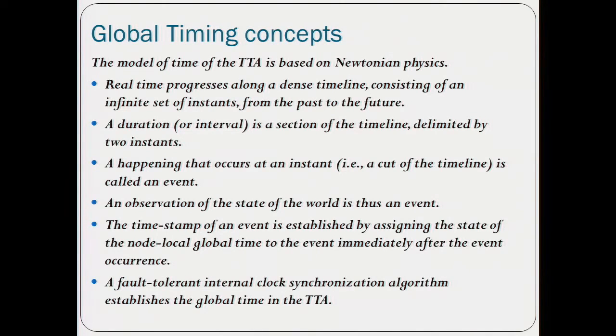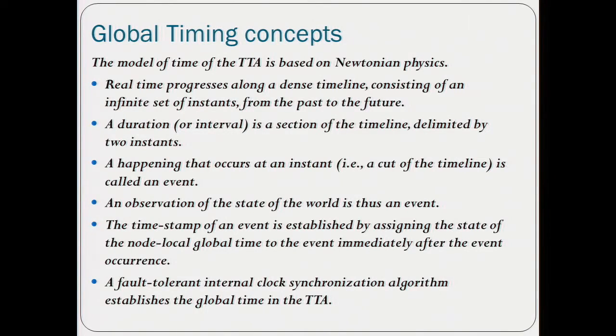So how do I timestamp a particular event? In this model, in which we are talking about these boundaries given by the mechanism of computation and communication, we timestamp by assigning the state of a node's local global time to the event immediately after the event occurrence. So what you are essentially doing is assigning the real time from the clock when the clock comes in. And so once more, it is physical time, but it is not, because you are pushing the timestamp to the boundary of the interval that you are working with.